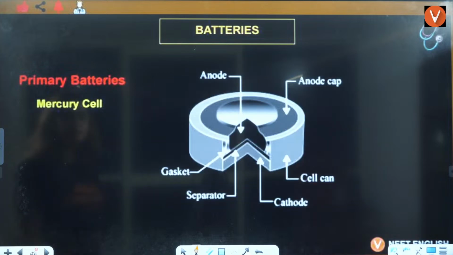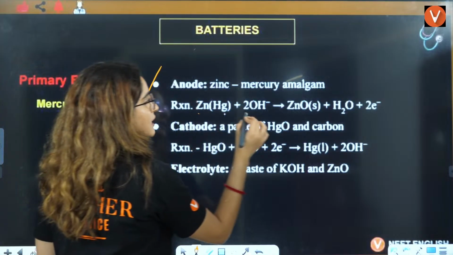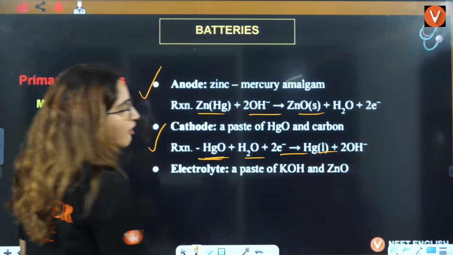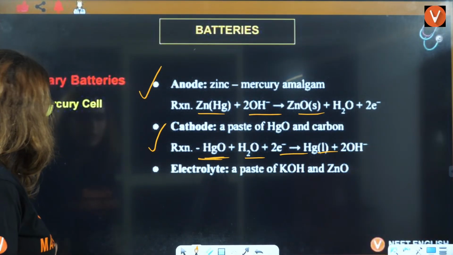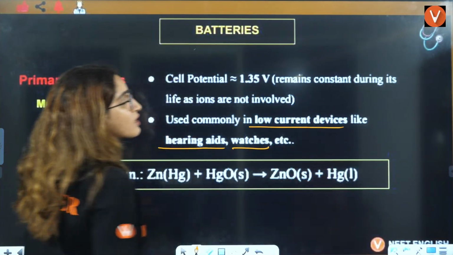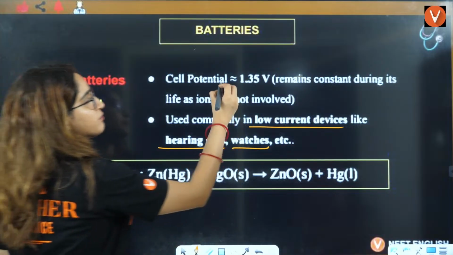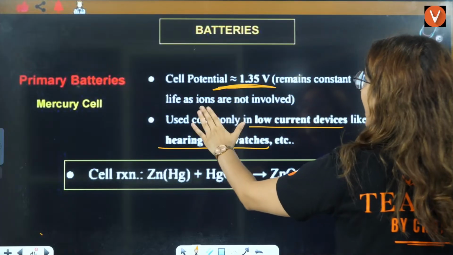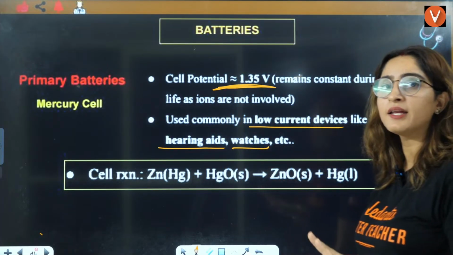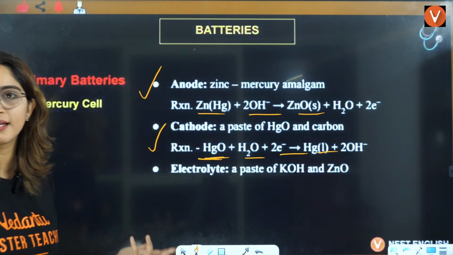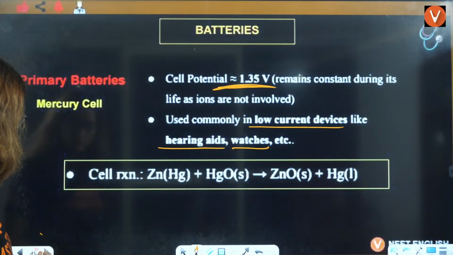Then next is the mercury cell, which is the same primary cell. This is the anode, zinc amalgam you have. Then here, mercuric oxide you have, and mercury is formed. This is the electrolyte here, where it is used in hearing aids, watches, low current devices. It is very low, it is 1.35, right? It remains constant during its life as ions are not involved. So if you can see here, ions are not involved in this case. That is the reason it will remain the same, right?